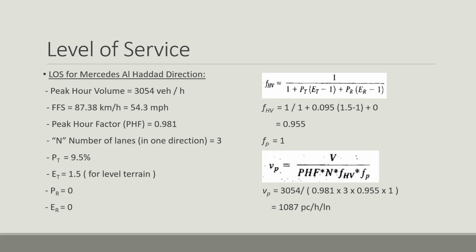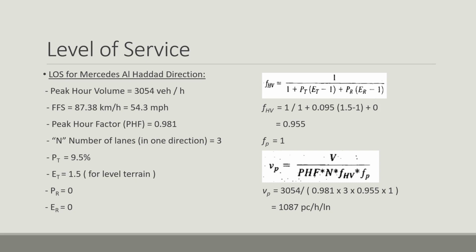So as we see, the peak hour volume is 3054 vehicles per hour and the free flow speed is 87.38 km per hour or 54.3 miles per hour, and the peak hour factor is 0.981, and the number of lanes for each direction is 3. The percentage of heavy vehicles here is 9.5%, and the ET value is 1.5 for level terrain. The PR and ER values are 0 because we are assuming there are no recreational vehicles, as discussed before.